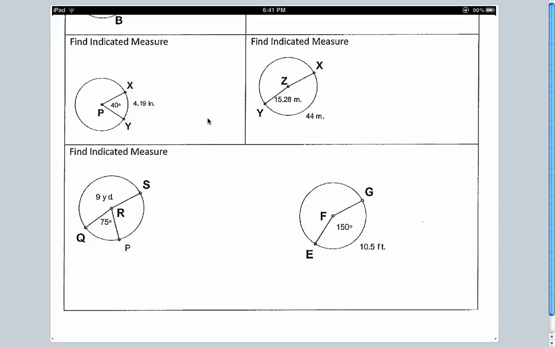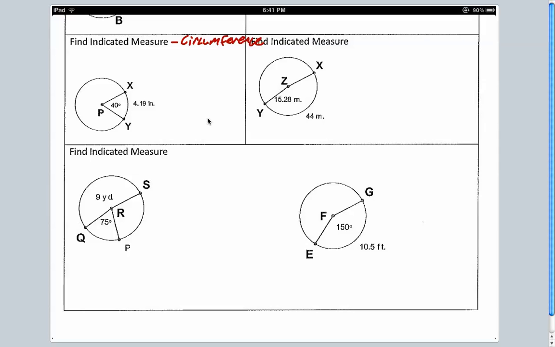Okay. As we move down the page, things get a little bit more tricky. In this one, oh, I'm sorry. The indicated measure is the circumference. You guys can probably write smaller than me. I want the circumference. So I want the distance all the way around.